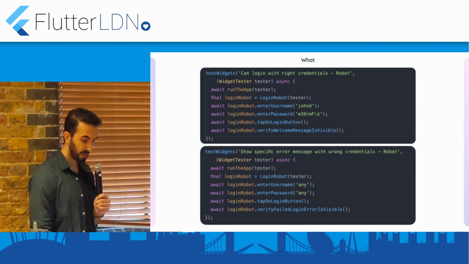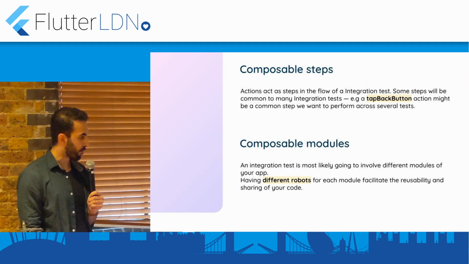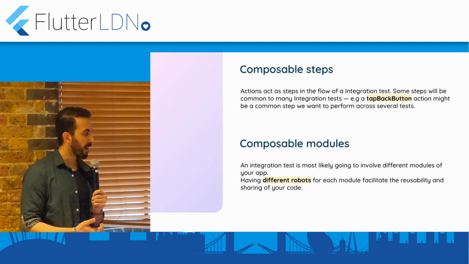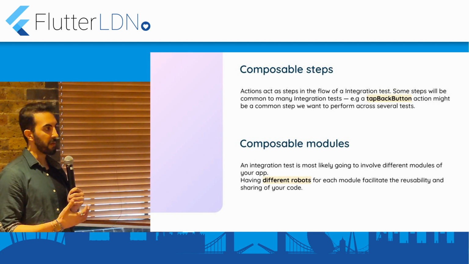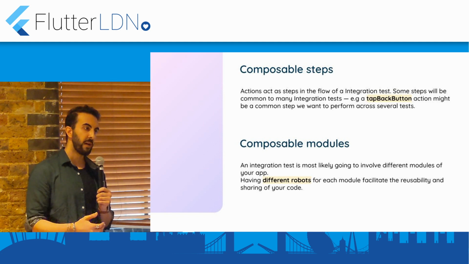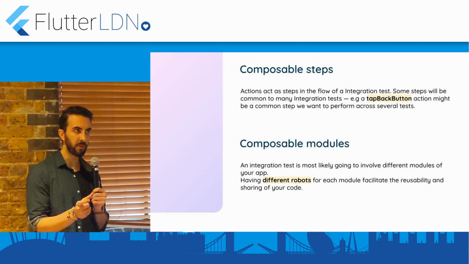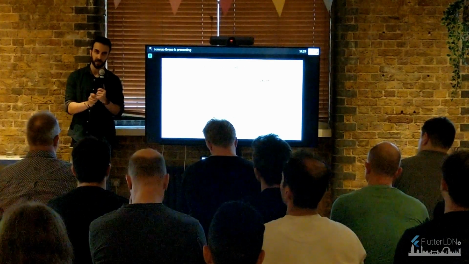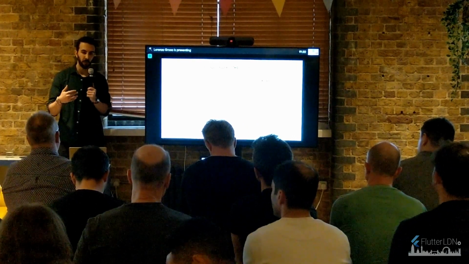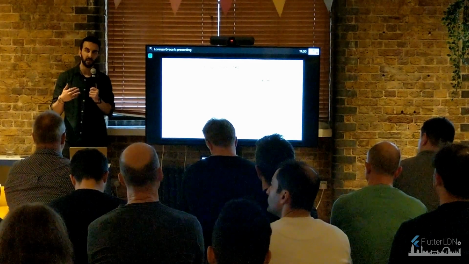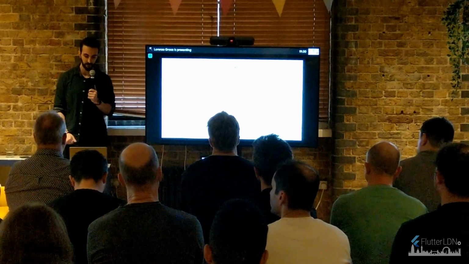Now, what are some of the benefits of the robot pattern? First of all, it allows us to work with composable steps. Tests, as we know, are made of different steps, and the robot pattern allows us to do a one-to-one matching between the steps of the test and the actions of the robot. Once we have the robot in place with all the different actions, we can mix and match those actions in a way that covers all the scenarios we need during the test.